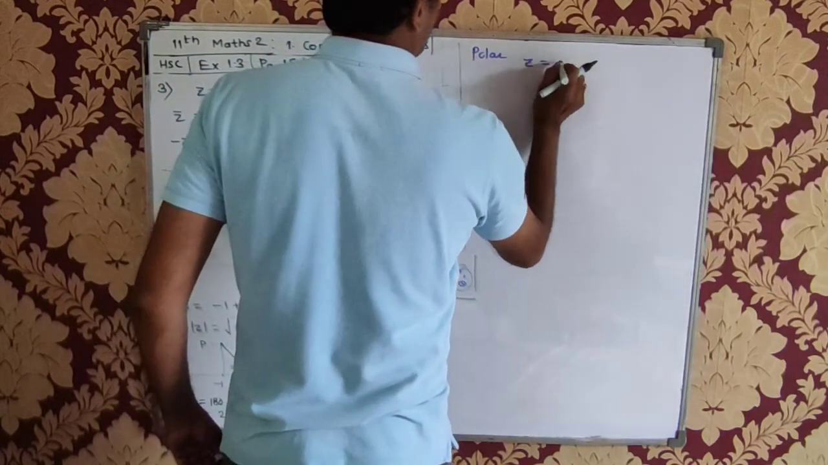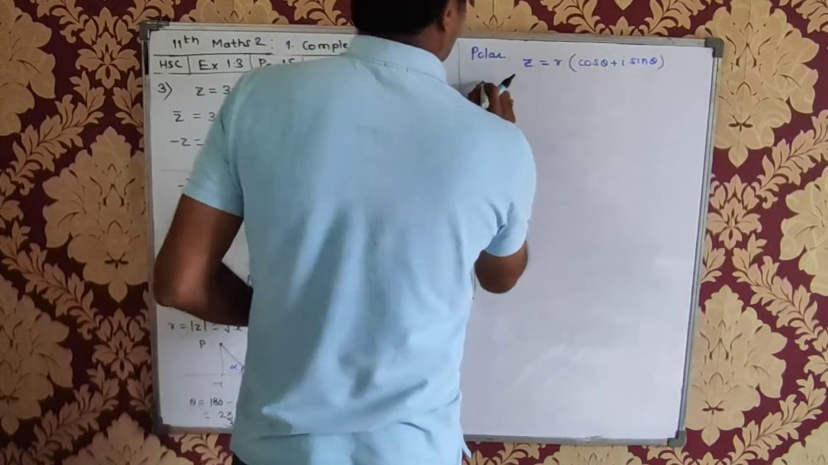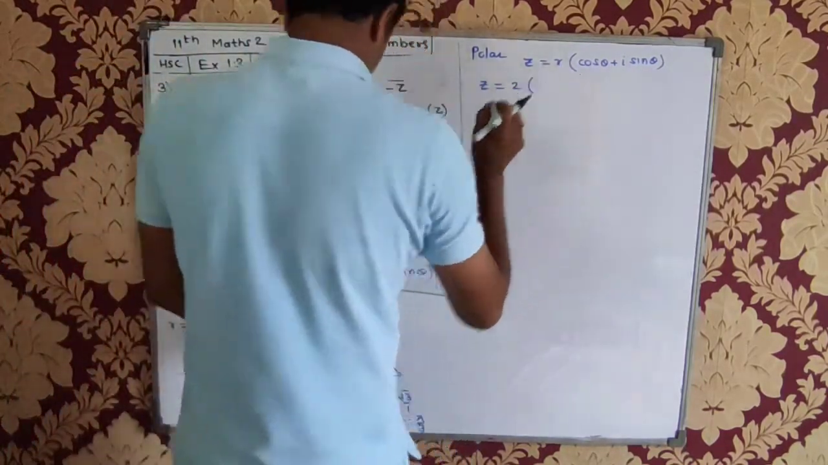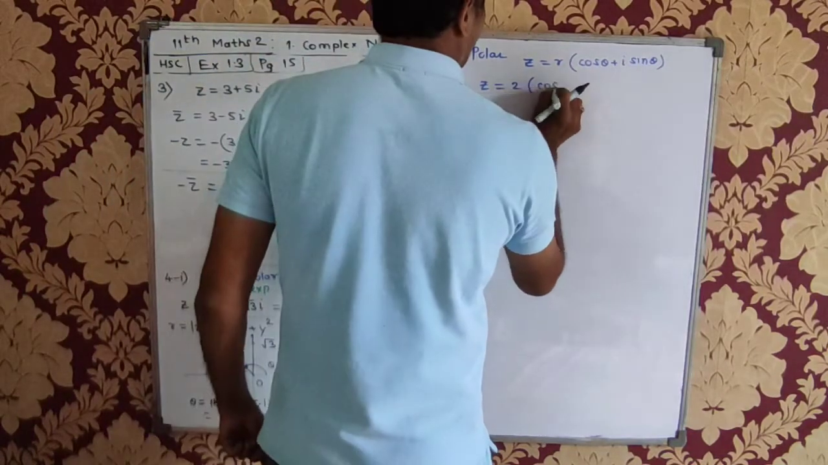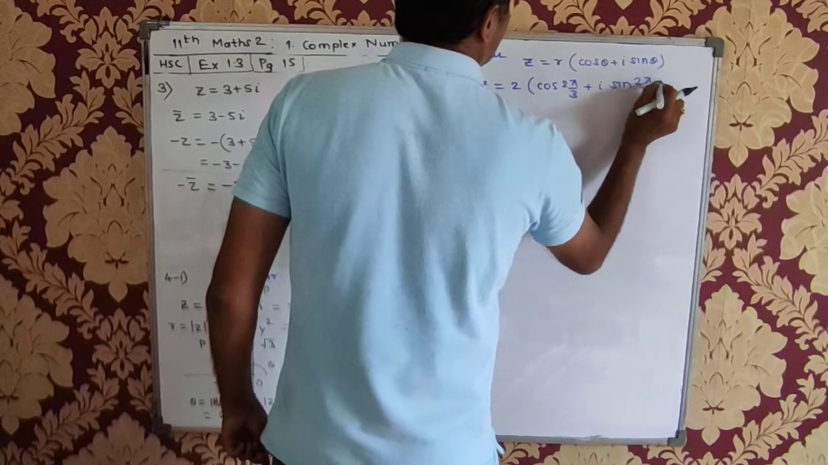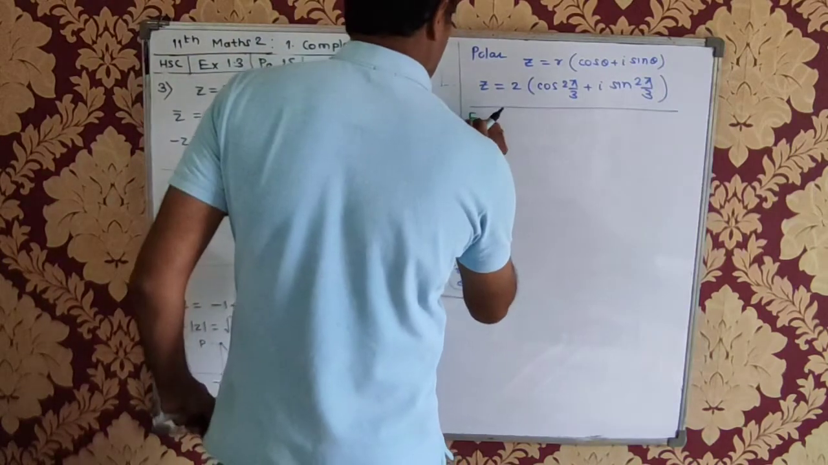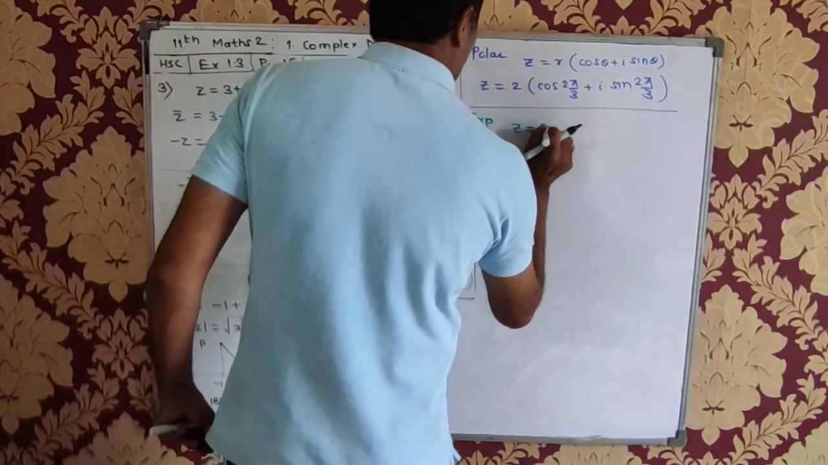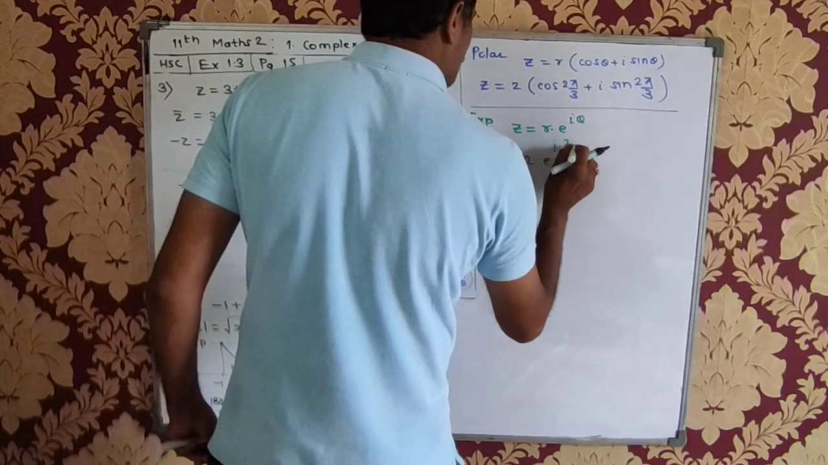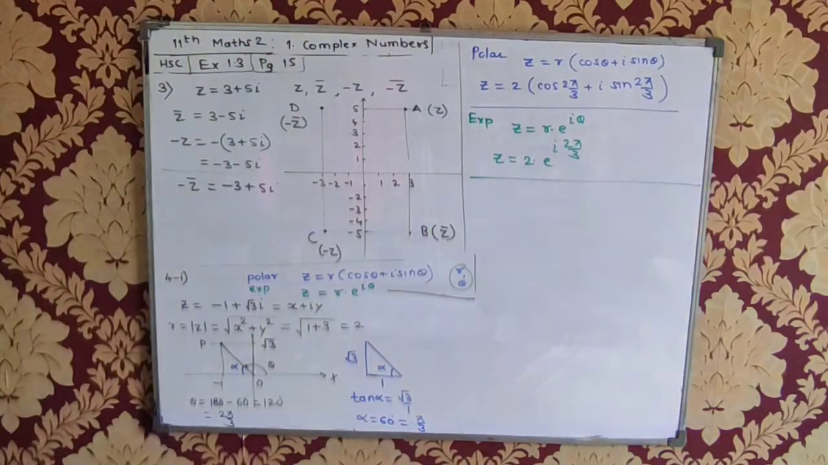Polar form is Z is equal to R into cos theta plus I sin theta. That means Z is equal to, what is R? R is 2. So 2 into cos 2 pi by 3 plus I times sin 2 pi by 3. And what is the exponential form of the complex number? Exponential form: Z is equal to R into e raised to I theta. That means Z is equal to 2 into e raised to I times 2 pi by 3. That is the answer. Is this clear? Any doubts about that?